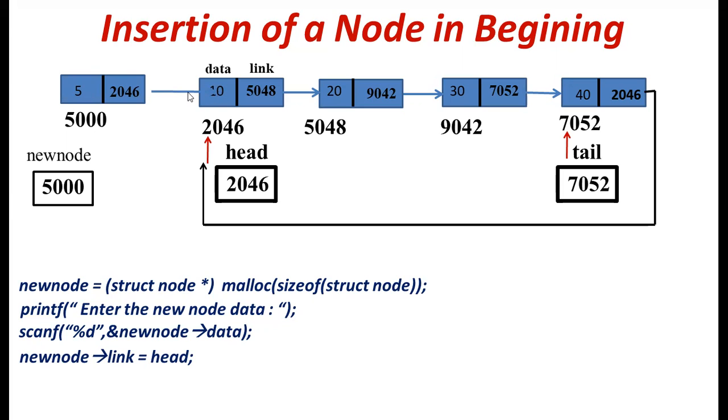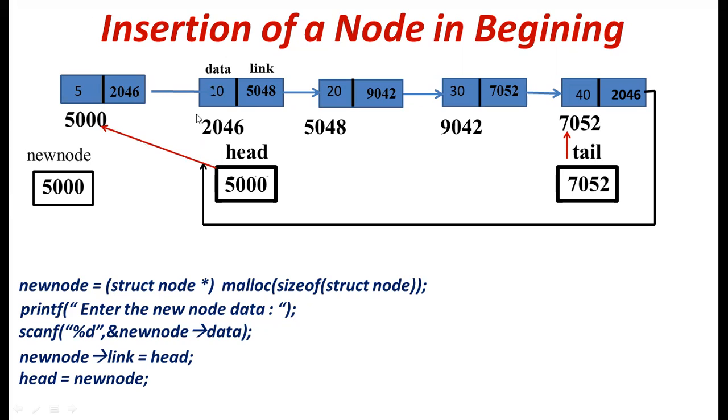Now what we have to do is move the head to this node, because this is the first node now. So the head should be moved to this location. How can we move it? Head should be equal to new node. Head should point to the 5000 address. So head is equal to new node, head value will be 5000, and the head will be pointing to that particular node.